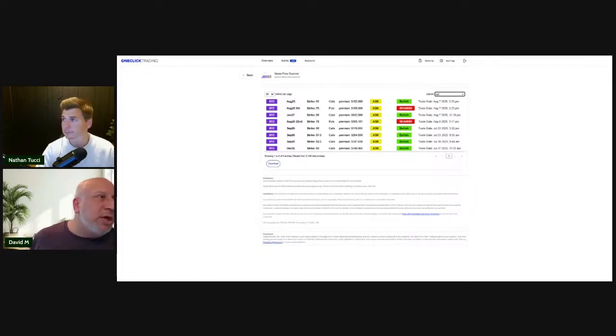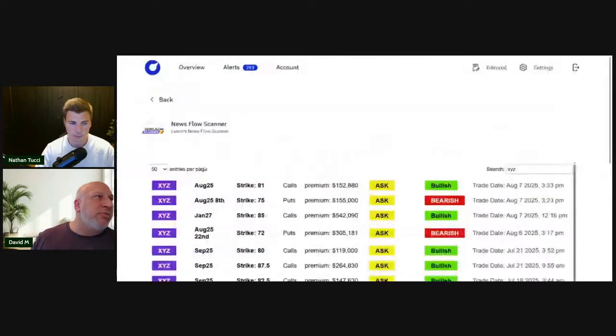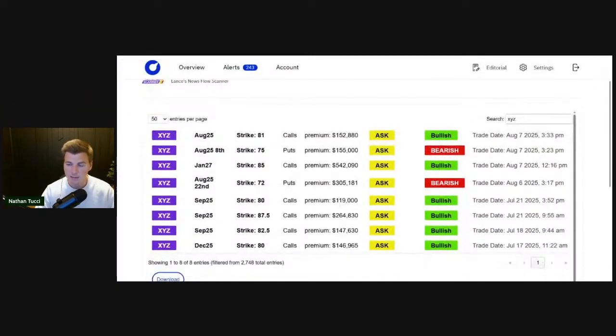Yeah. Can you just zoom in on that a little bit? Yes, sir. Kind of hard to read. There you go. Perfect. All right. So we've got some XYZ bullish. You can see fair amount.